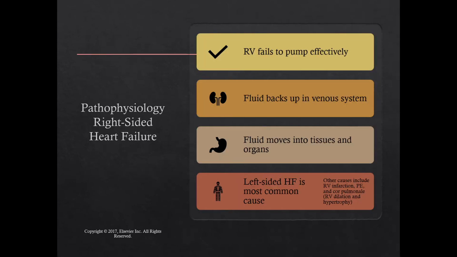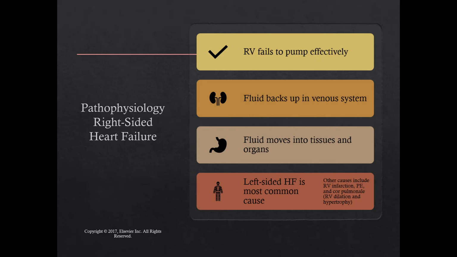So the pathophysiology for right-sided heart failure, again, is when the right ventricle is failing to pump, right? No different from the left ventricle. When the right ventricle is having failure, then it's not going to be able to pump forward. So ejection fraction is probably going to be affected as well. So we do need to think that when the right ventricle fails, though, fluid is going to back up into the venous system, which is important to know.